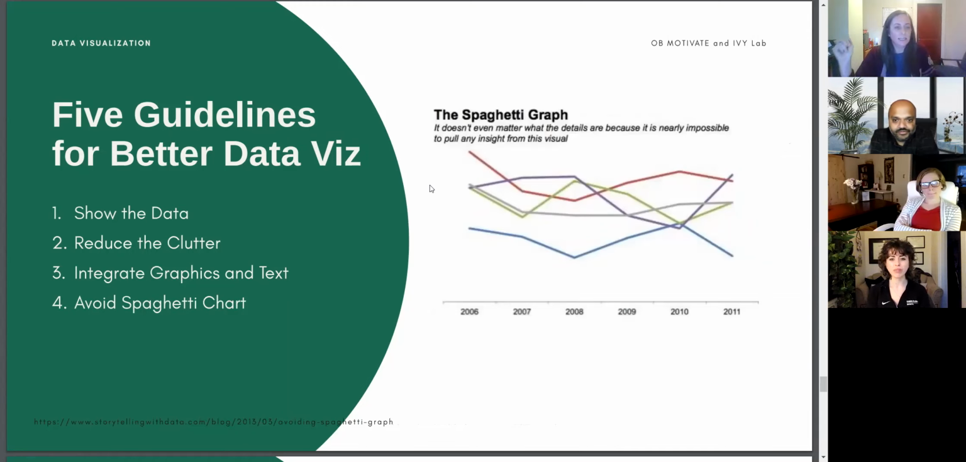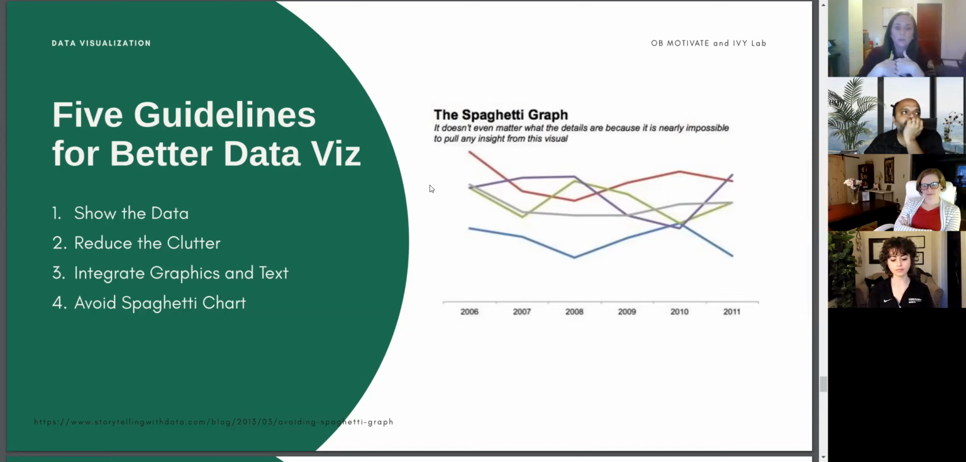So the fourth guideline to keep in mind is to avoid the dreaded spaghetti chart. So this is where, going back to the first graph, it looks like spaghetti on a plate. And it doesn't even matter what the details are because it's nearly impossible to pull any insight out of this visual. It's a mess. So I know we've all been in seminars where you see a plot like this and you look at it for a second and then you go, nope, that's okay. You mentally check out because it is not readily apparent to you. And in that moment, you're having to make the choice. Am I looking at the slide or am I listening to the speaker?